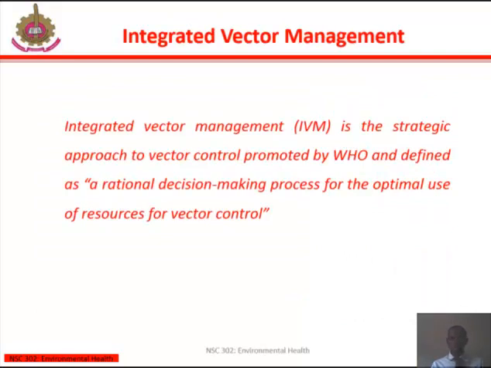Integrated Vector Management (IVM) is the strategic approach to vector control promoted by the World Health Organization (WHO) and defined as a rational decision-making process for the optimal use of resources for vector control. IVM considers 5 key elements in the management process, and we are going to list and explain them. The first is advocacy, social mobilization, and legislation.